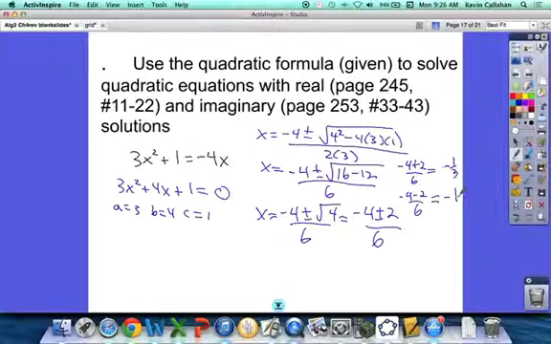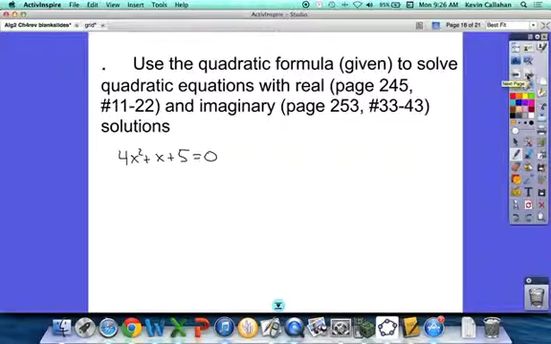Right, so on the study guide, it says use the quadratic formula, which is given, to solve quadratic equations with real solutions, like this, or imaginary solutions. Okay, so what did we mean by imaginary solutions? What does i equal? We defined i. It's not negative 1. It's the square root of negative 1. Remember that we needed to define i as the square root of negative 1 so we can deal with the square root of negative numbers, which sometimes happens in the quadratic formula.